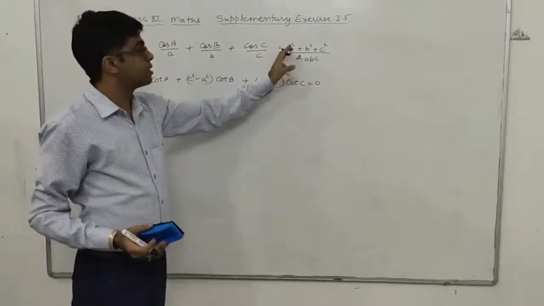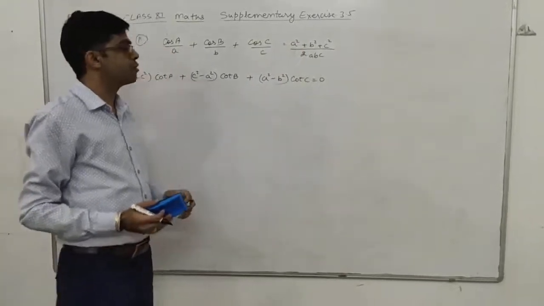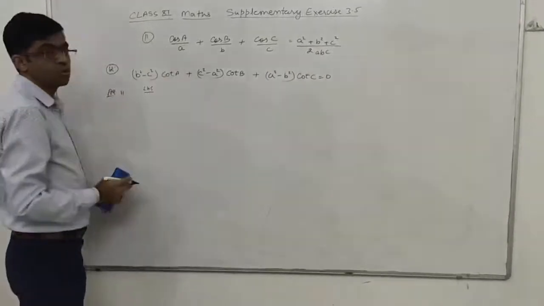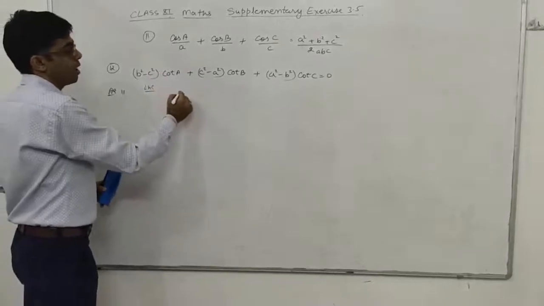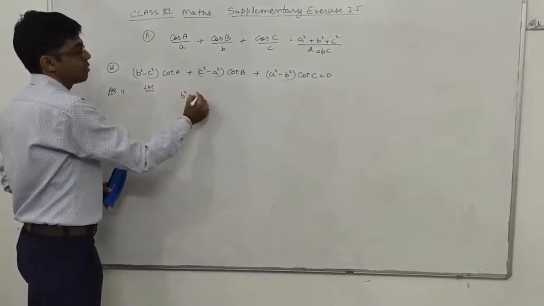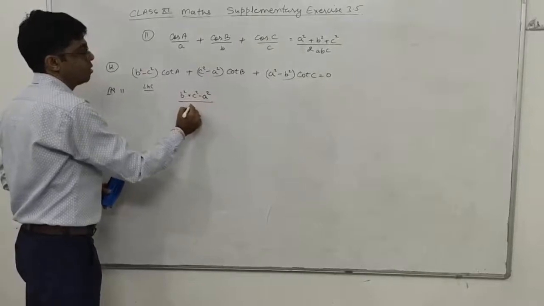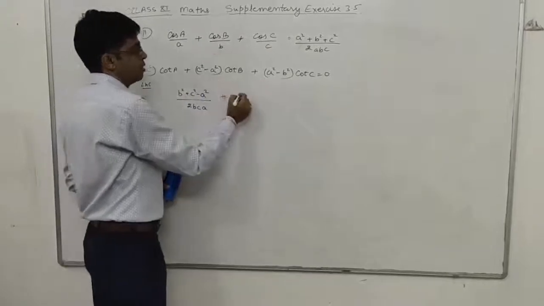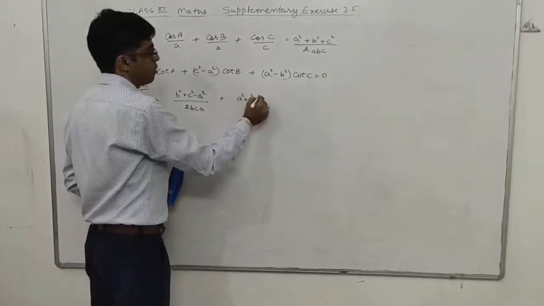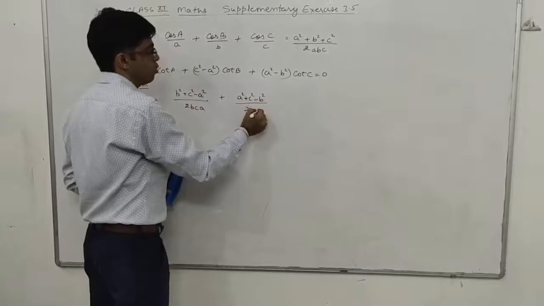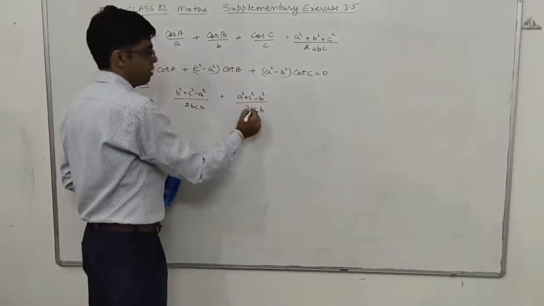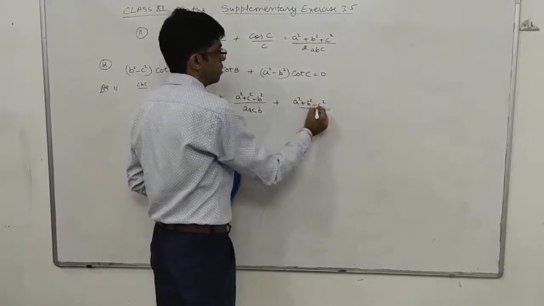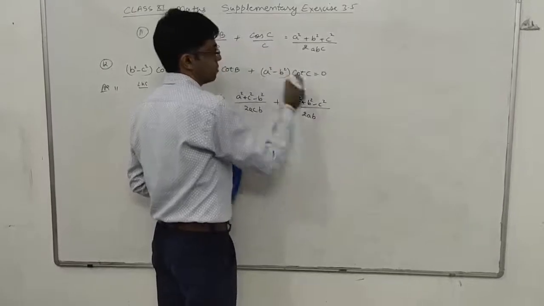Now question number 11: cos a upon a plus cos b upon b plus cos c upon c. We have to prove this equals a square plus b square plus c square upon 2abc. So take the left hand side. Cos a, use the cosine formula. The formula for cos a is b square plus c square minus a square upon 2bc, and this one is a. Now cos b is a square plus c square minus b square upon 2ac, and this one is b.